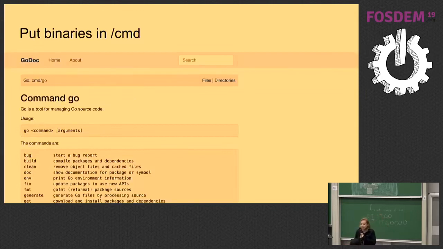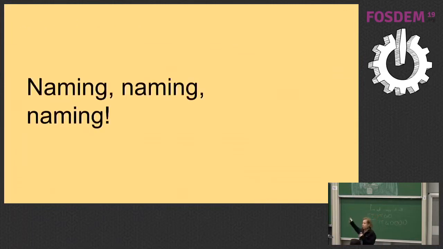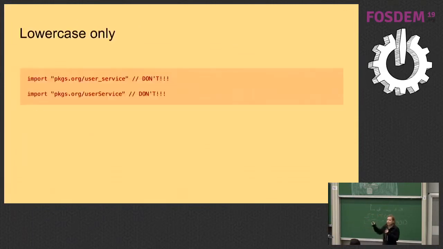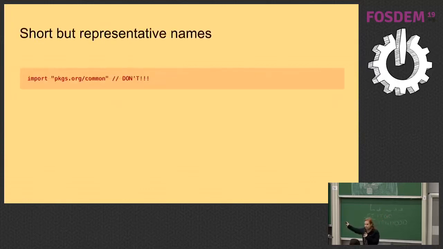Anyways, put binaries in commands. This is very common. All the main functions should go into /cmd. This is the Go tool in the Go core repository. I will talk about some naming stuff. Lowercase only, no camel case, no underscore, short but representative names, no common, no util. If you want to use util, use some context, say HTTP util.